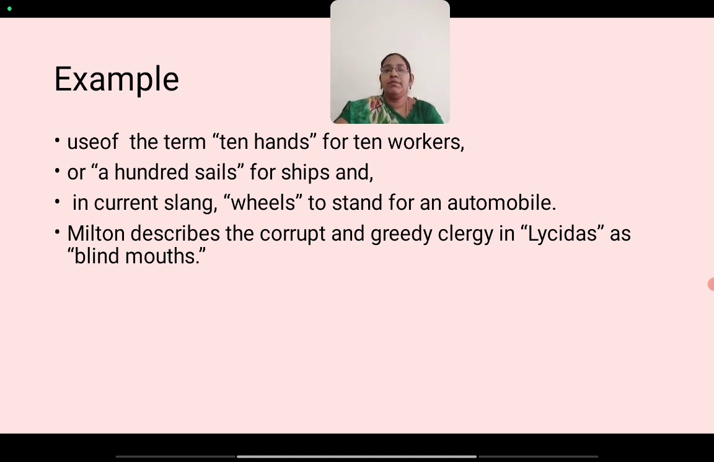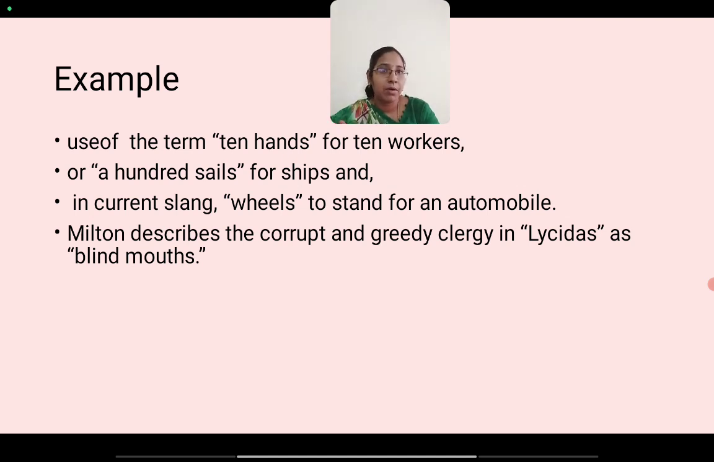Okay, and then we find in literature. So when we come to literature, we again have Milton in his Lycidas. He compares the corrupt, greedy clergy to blind mouths. Okay, so blind mouths. How can a mouth be blind?